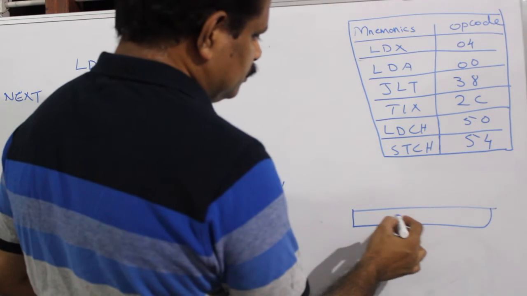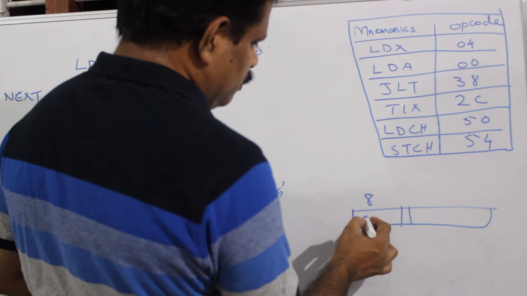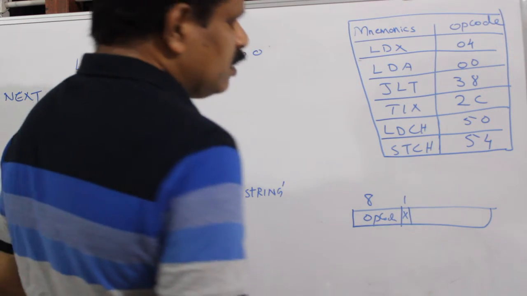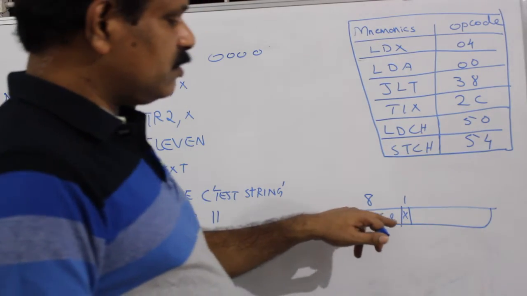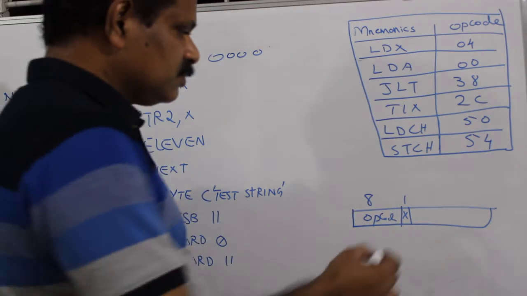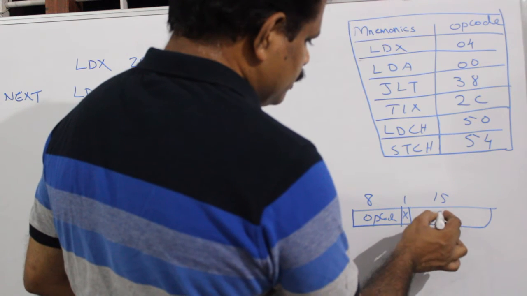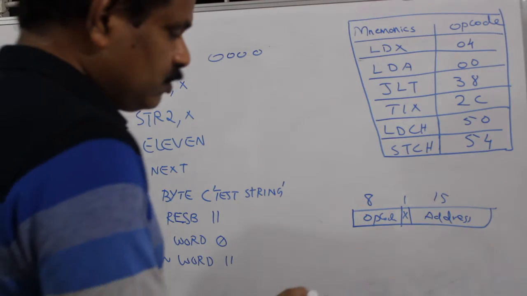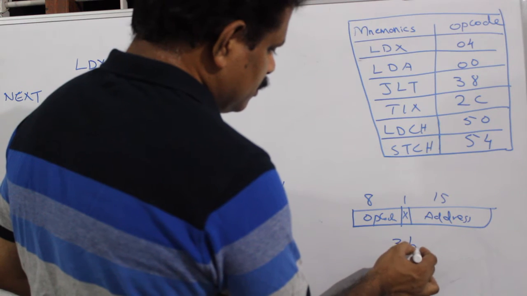It is this 8-bit opcode, then 1 bit addressing mode. When x is equal to 0, it is direct addressing, and when x is equal to 1, it is indirect or indexed. Then this is a 15-bit address. This is the instruction format, so in total 3 bytes.